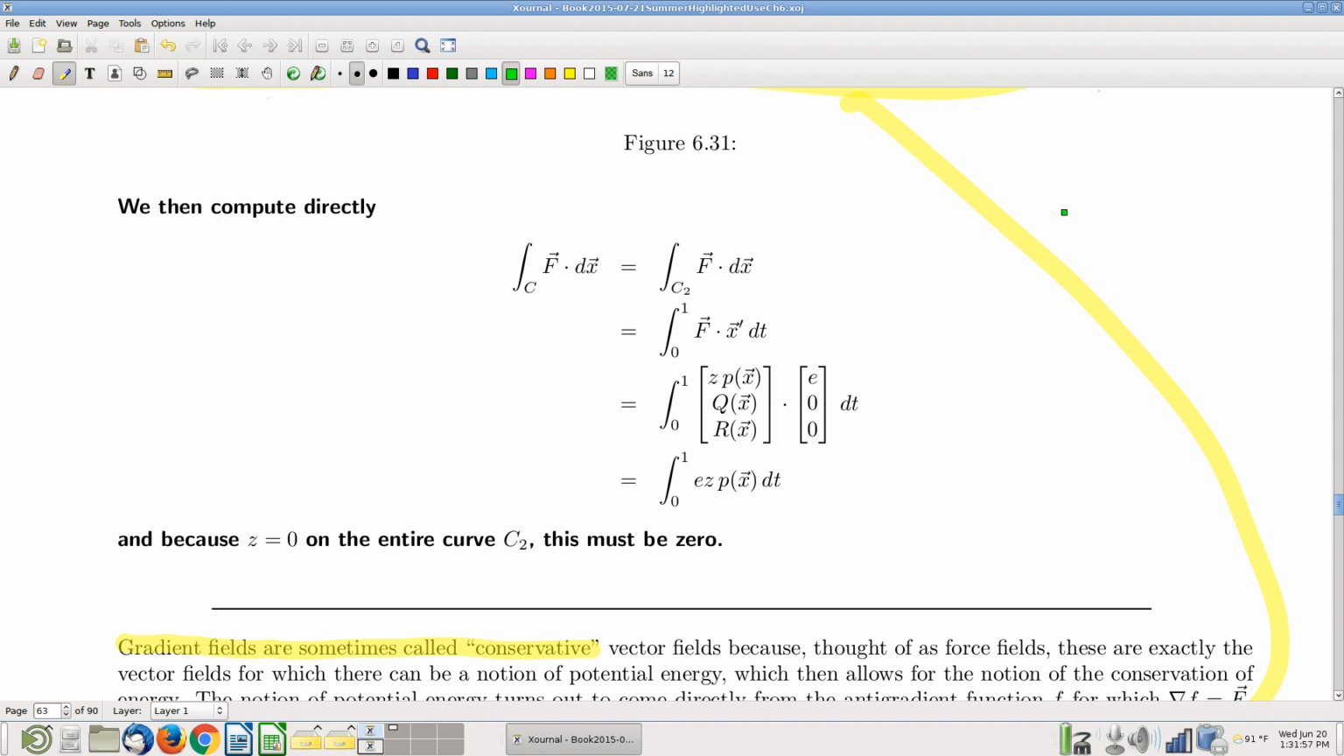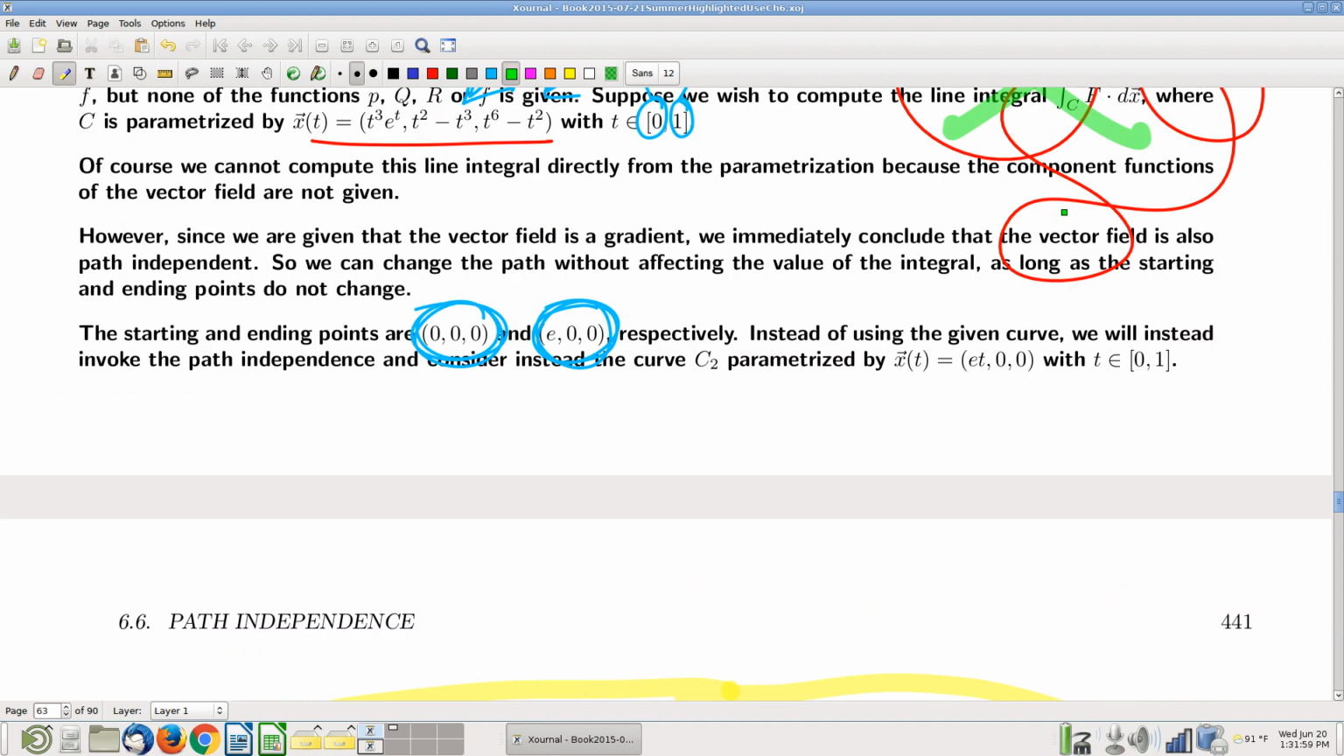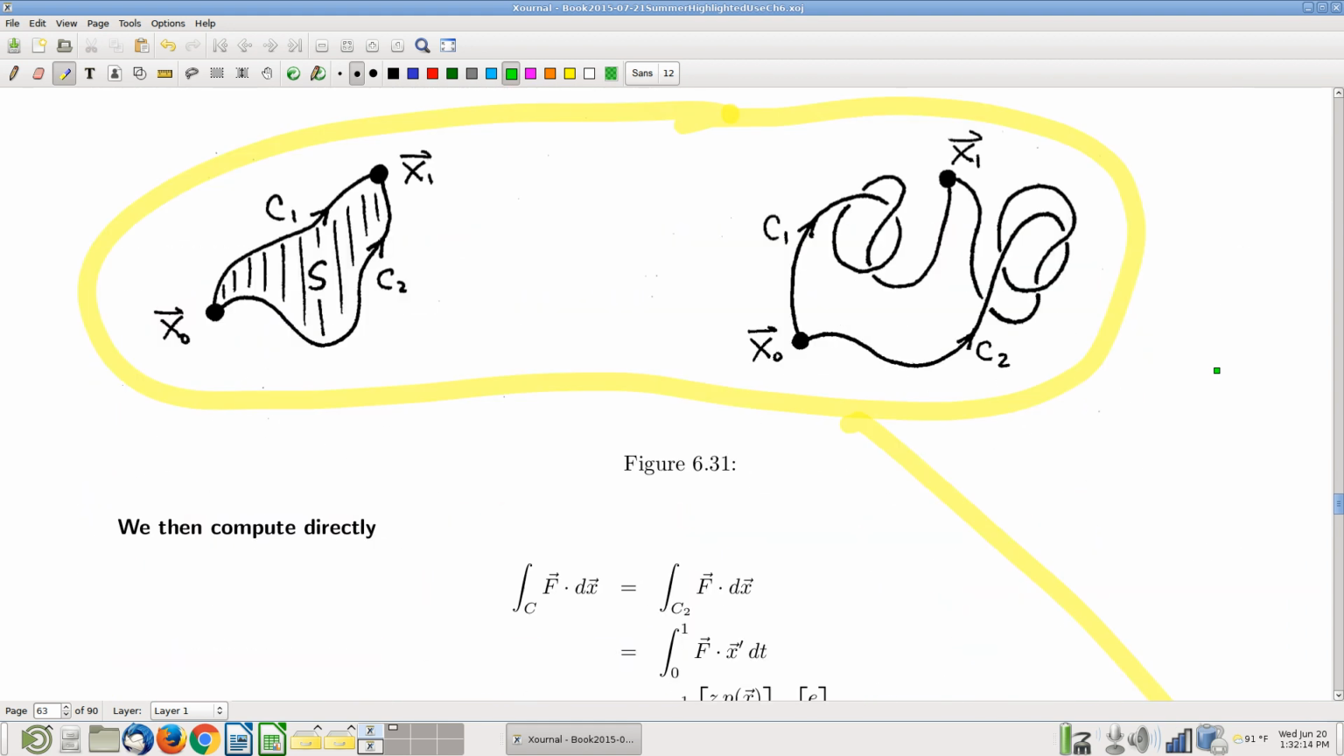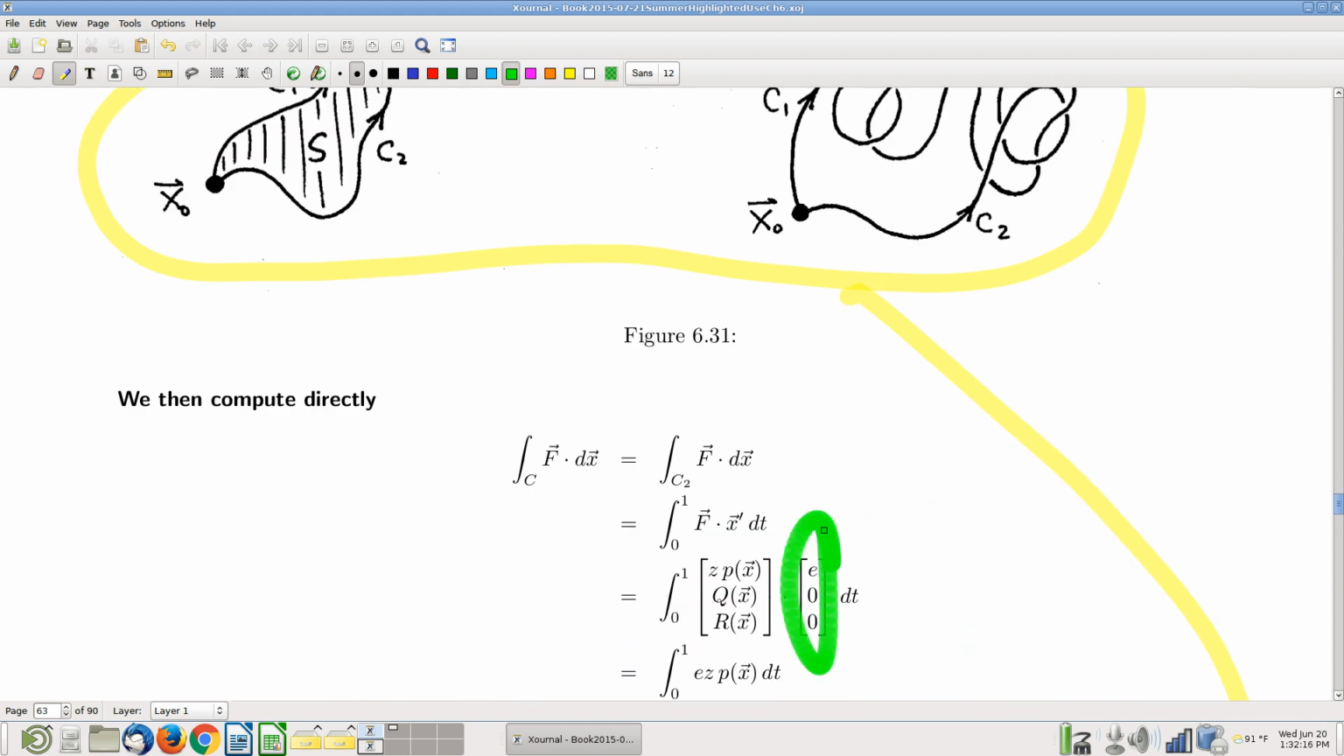So let's see, where did I write down the parameterization? Yeah, so here's the parameterization. t goes from 0 to 1. x equals e times t, 0, 0. Super easy to parameterize. The derivative is easy to write down. There's our x prime of our new curve.